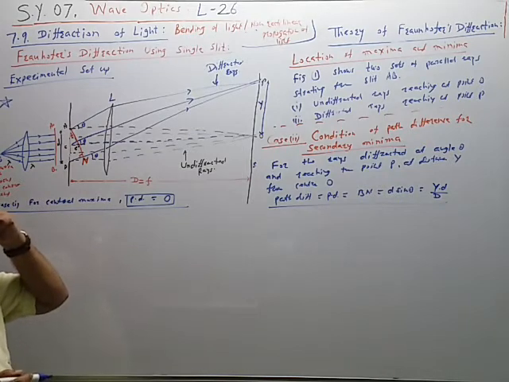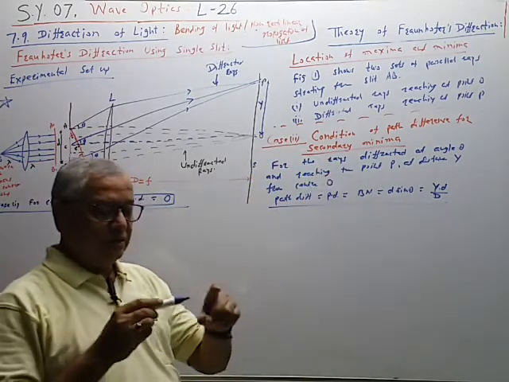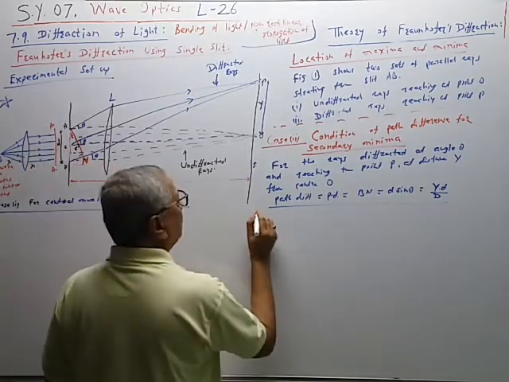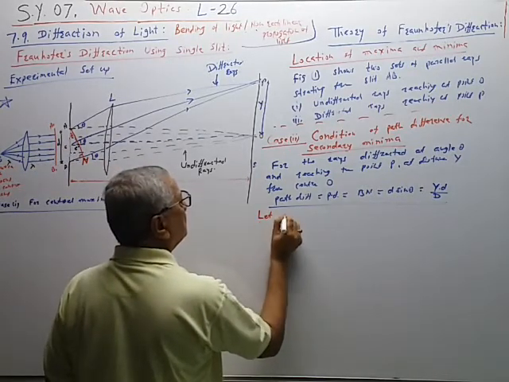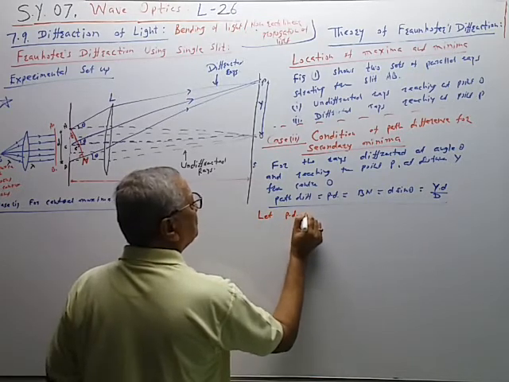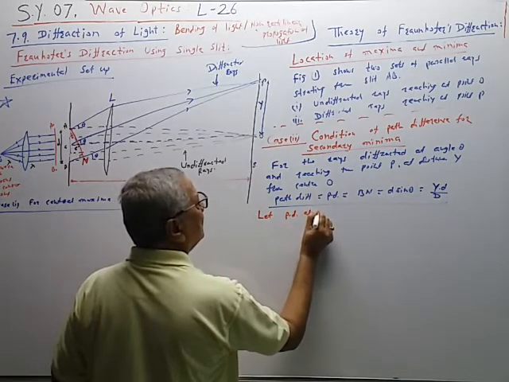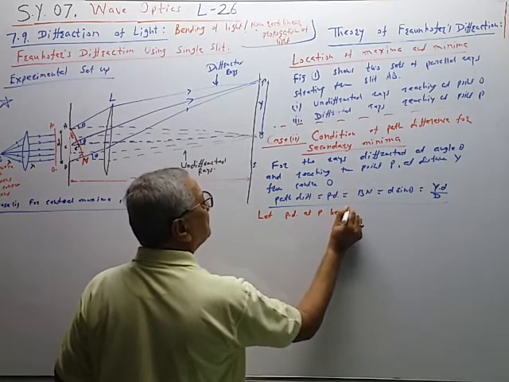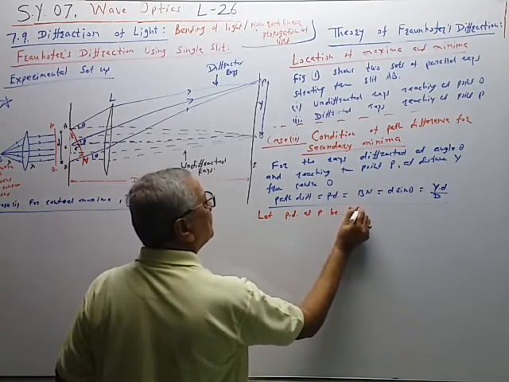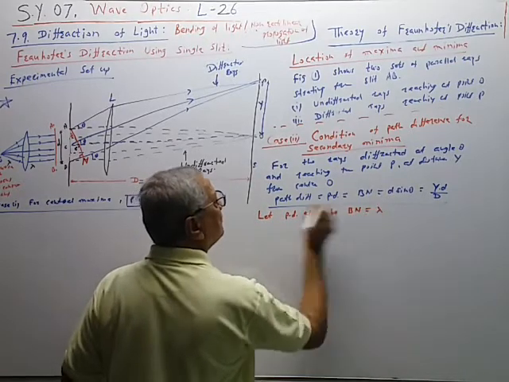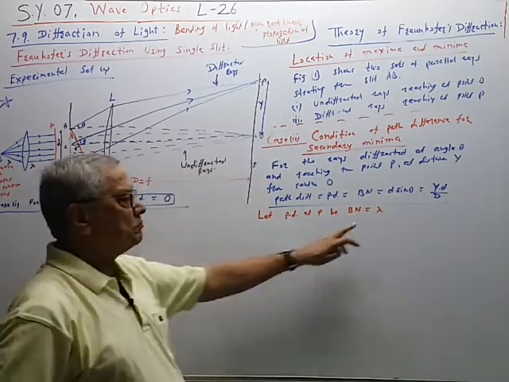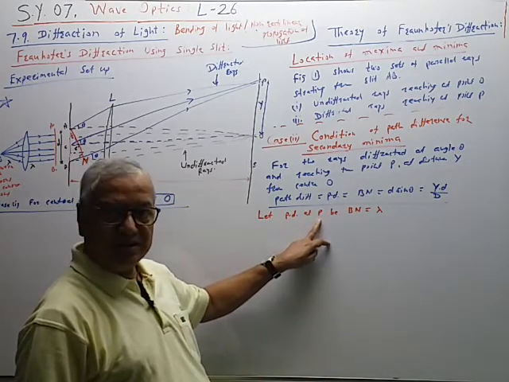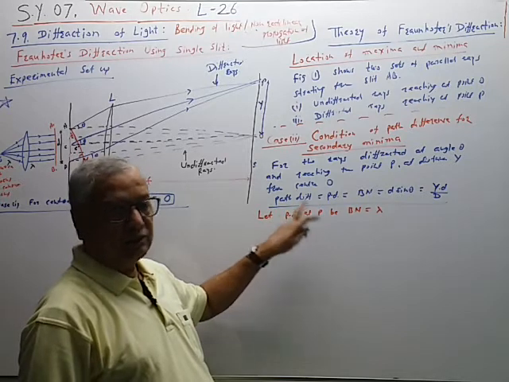Now to find this condition, we will assume some value. Let the path difference at point P be Bn is equal to lambda. So if the path difference is lambda, what will happen to the point P? Whether it will appear bright or dark, that we have to see.